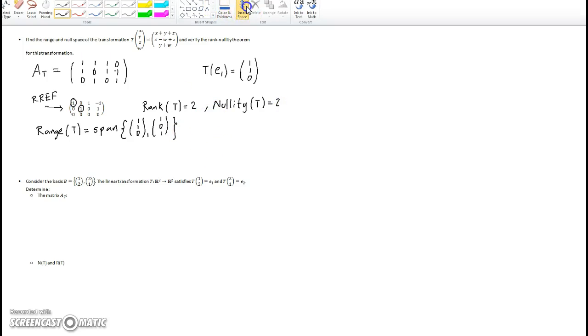Now, since I have 2 non-pivot positions, the nullity is going to be 2. And of course, the number of pivot positions and non-pivot positions add up to the number of columns. That's the content of the rank nullity theorem. Let me write the null space, or kernel, of the linear transformation. We're going to obtain our solution from here.